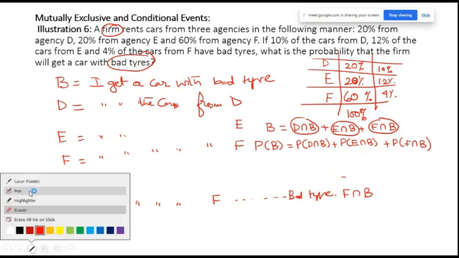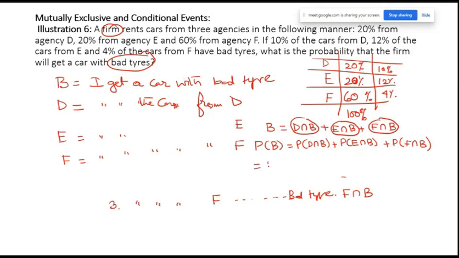Now let us get back to the problem. This is equal to probability of D into probability of B given D. Why? Because the agency will decide the chance of a bad tire, as it is written in the question. You see, the chance of getting a bad tire from agency E is 10%, like that. Plus probability of E into probability of B given E. Lastly, probability of F into probability of B given F.